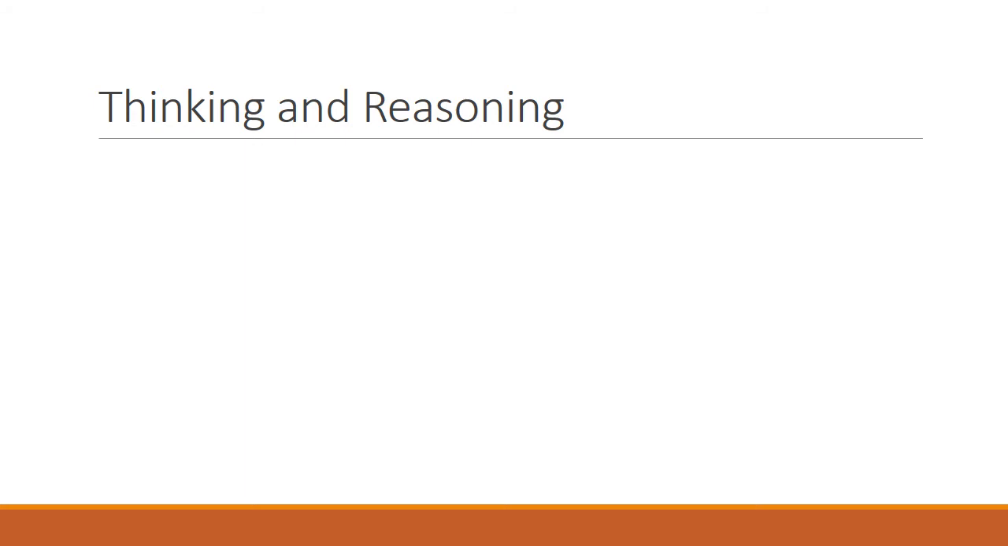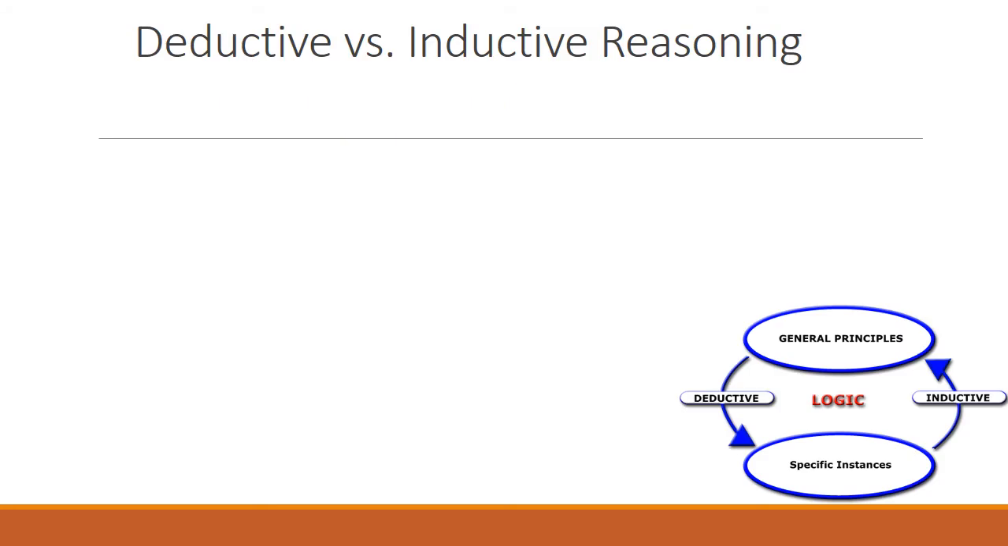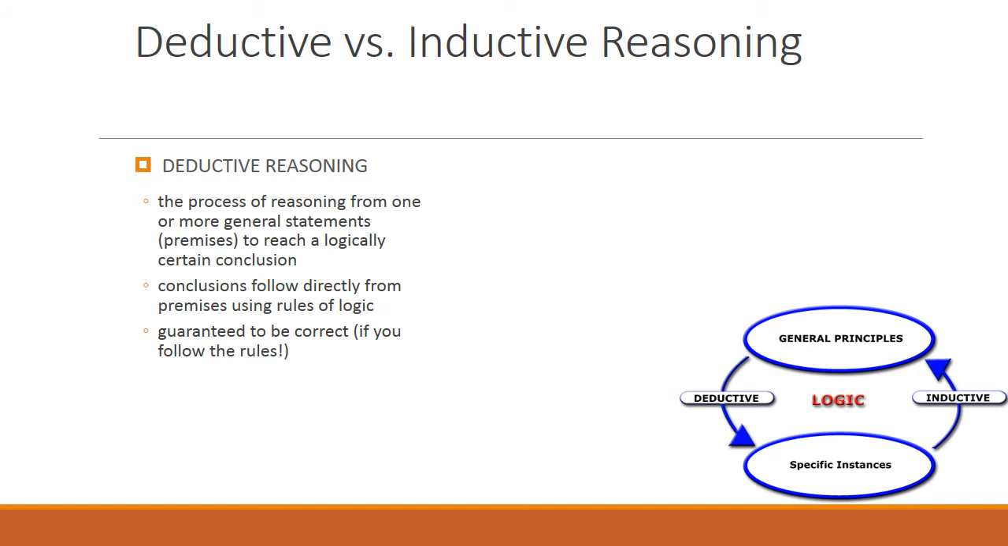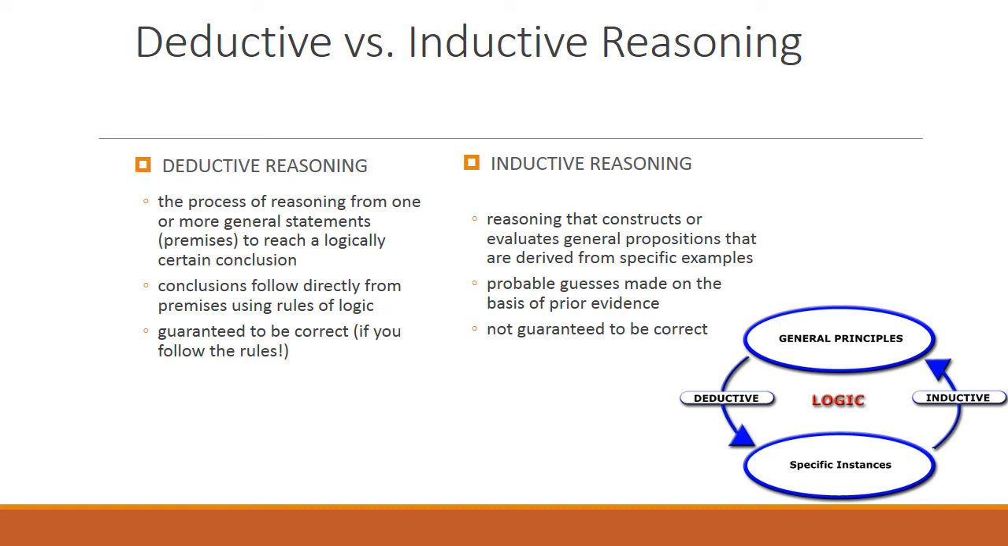Okay, so now let's move on to talk about some of the thinking and reasoning material covered in lecture. We discussed this difference between two types of reasoning broadly: deductive reasoning versus inductive reasoning. Deductive reasoning is going from one or more statements to a logical, certain conclusion, so that your conclusion is guaranteed to be correct. And inductive reasoning is going from many specific examples to some general statement, and this is not guaranteed to be correct. Your probable guesses are made on the basis of prior evidence, perhaps all the examples you've seen, and you jump to some conclusion that's not guaranteed to be correct.